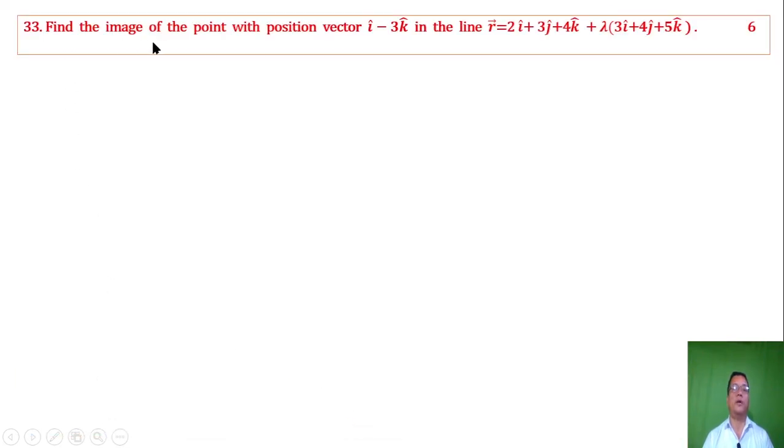33. Find the image of the point with position vector this in the line this. Find the image of this point, position vector, with respect to this line. Image of this point is this point. This is P, this is the object, this is the image. The image is perpendicularly bisected.